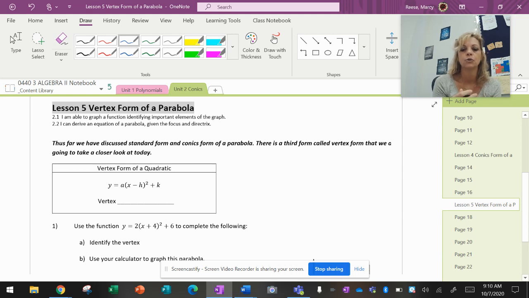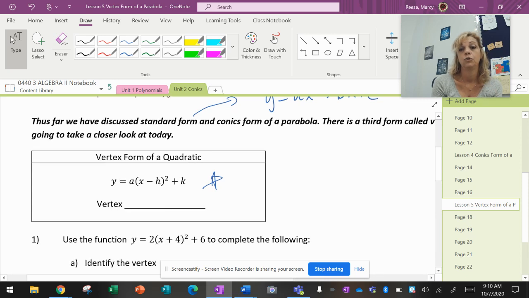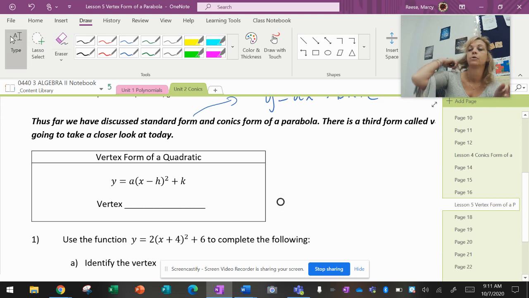And I said you were used to the standard form, which is y equals ax squared plus bx plus c. And you were exposed in Algebra 1 to the vertex form, which is this one right here. And then I introduced you to that conic form. So you're going to have 3 formulas, 3 methods of expressing a parabola: either standard, conic, or the vertex form of a quadratic. And you're going to have to know all of them, recognize them, and be able to figure out what parts they show in each formula.